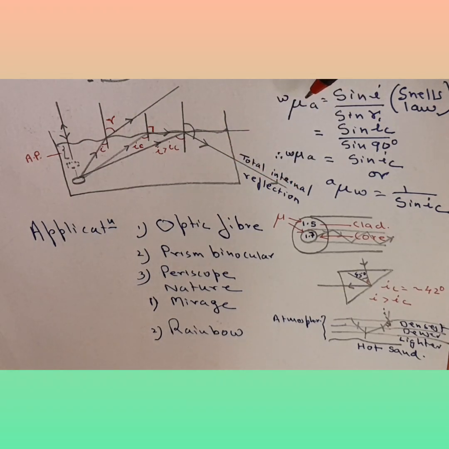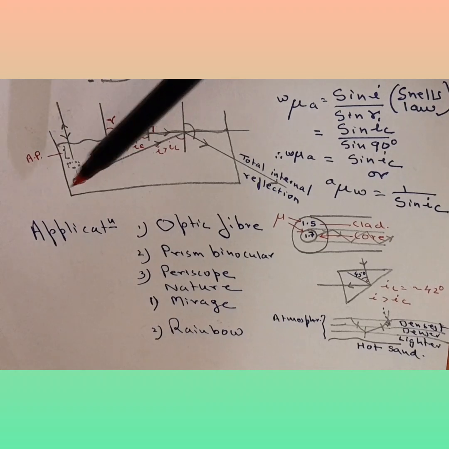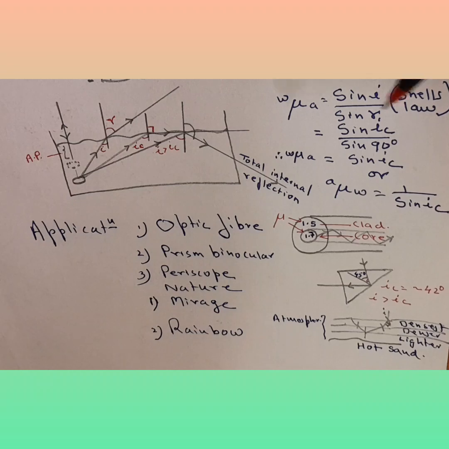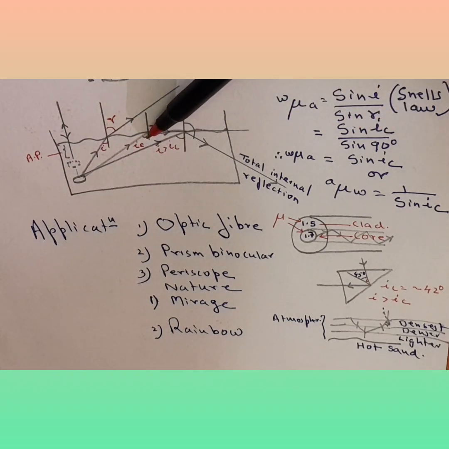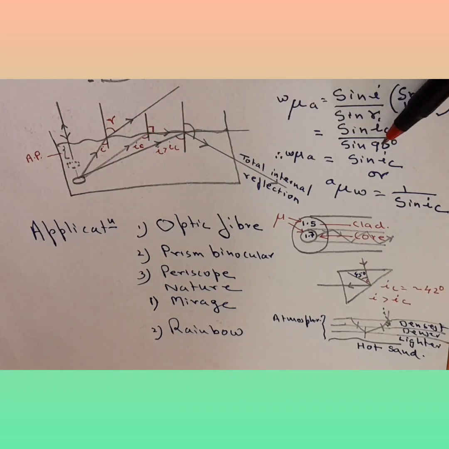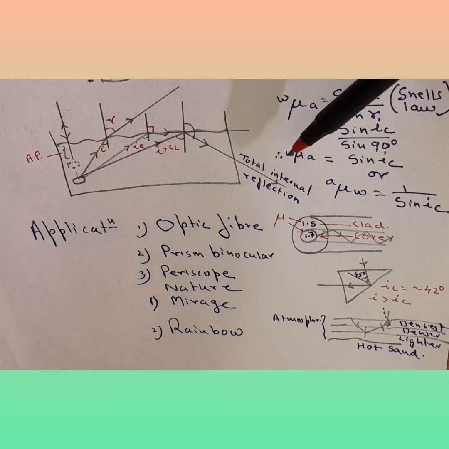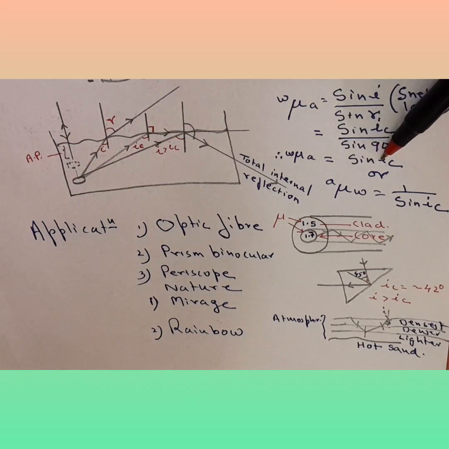Now let's get into the formula. The refractive index, water to air. This is our source of incidence. So water to air. Snell's law, sin i over sin r. Now we are talking about this. All right. So sin ic. So this was sin ic, whereas sin r was sin 90. Now we know sin 90 is 1. So wμa becomes sin ic.